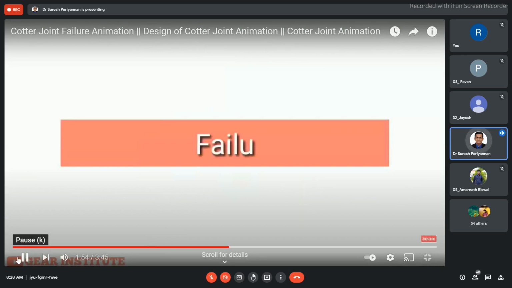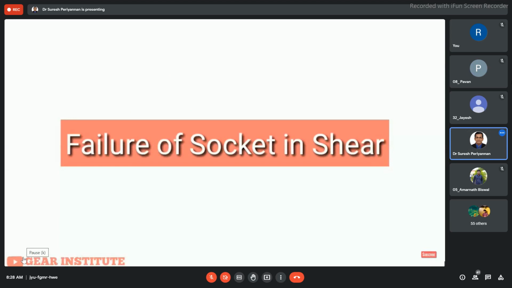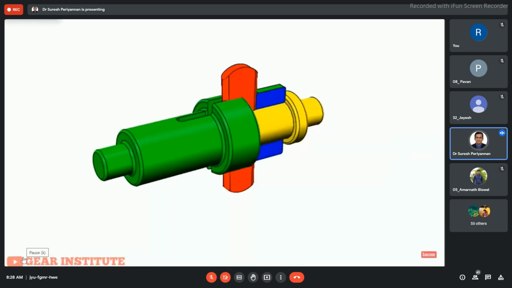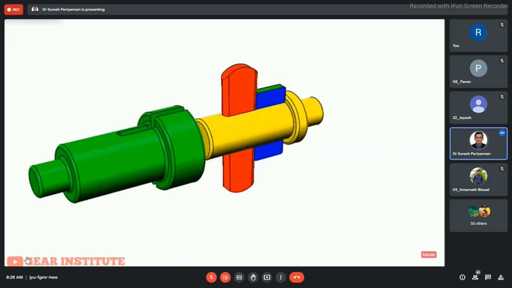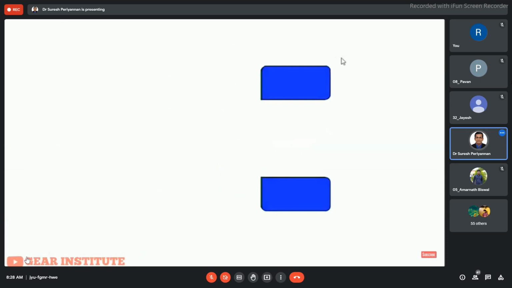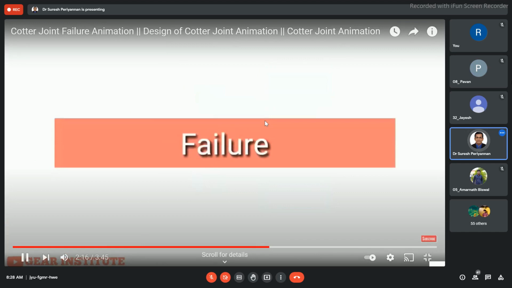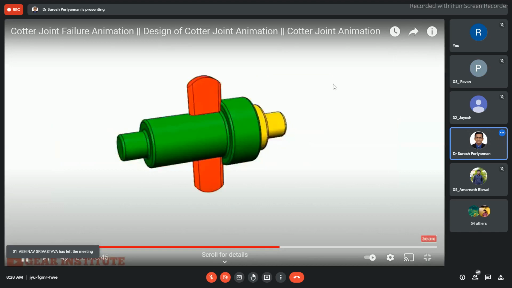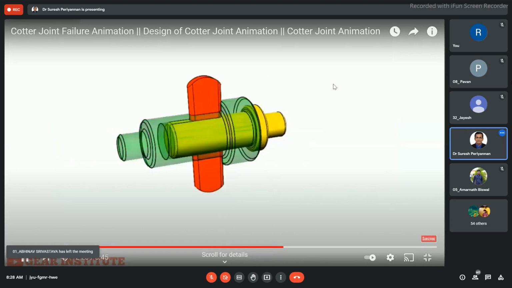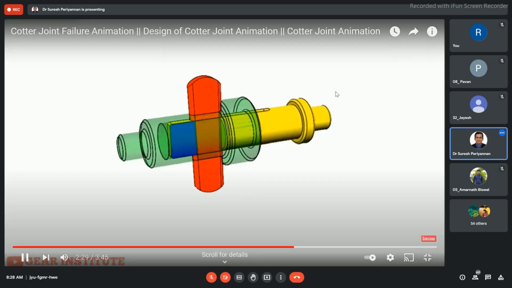The blue region is the failure region, the blue shadowed region. Now that is tensile. Now this is shear in the socket. This is also shear in the spigot.